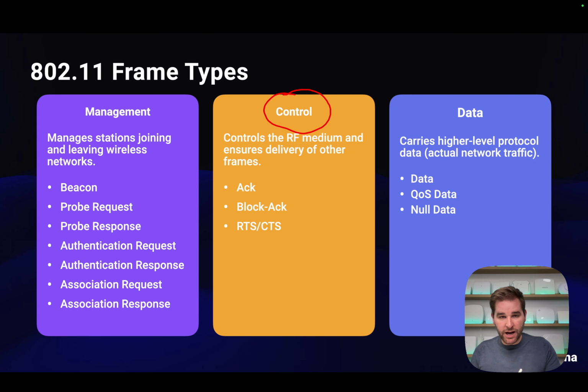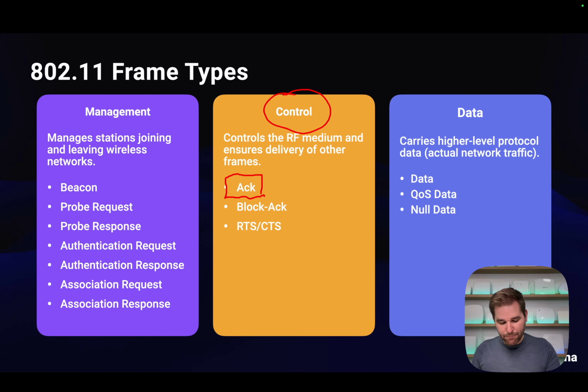Next are control frames. Control frames control the RF medium, the radio frequency medium. They basically control the channel and make sure that other types of frames get delivered. One example of this is an acknowledgement. You remember earlier we were talking about a client and an access point sending data, receiving acknowledgement, data, ack, data, ack. That's the type of frame this is. This is a control frame, and it's very, very common.